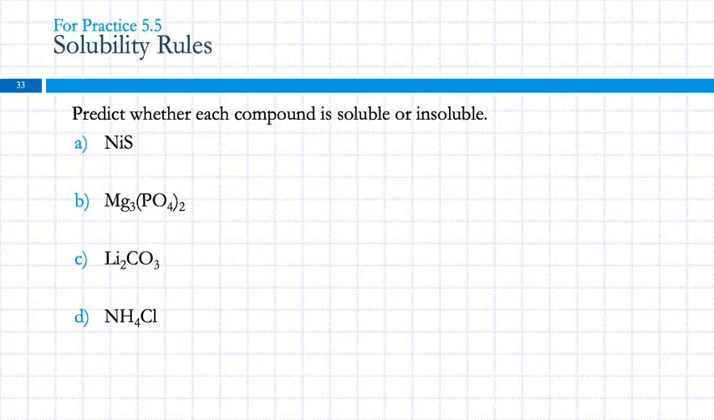Okay, so predict whether each compound is soluble or insoluble. So we're looking at the ions. This has nickel ion and sulfide ion. Do you remember seeing nickel on that chart anywhere? No, because it wasn't on there. So do you remember seeing the sulfide? Was it on the top or the bottom? It was down on the bottom, right? Is nickel one of the things that we saw as an exception? No, we didn't see it anywhere on the chart. So we're going to predict that this is insoluble.